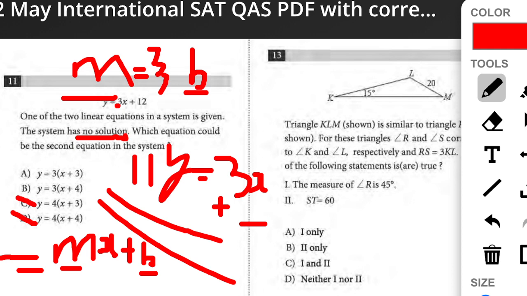B gives us 3x plus 12, because 3 times 4 is 12, which will give us the same exact equation, so we'll have infinitely many solutions. This one is y equals 3x plus 9. It's the same slope but different y-intercept, so there will be no solution, so the answer is A. We have these two parallel lines. Alright, cool. That's number 11.